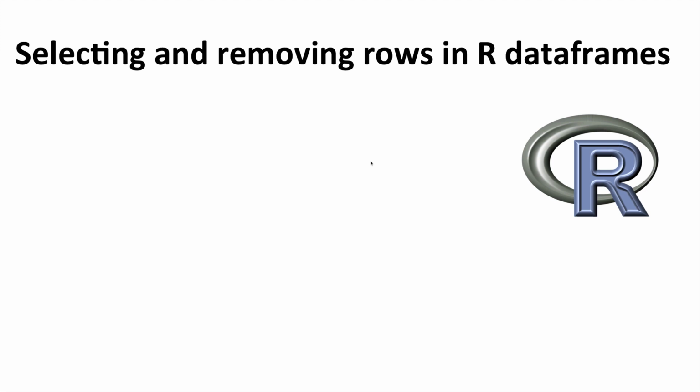Hello, today we're going to be talking about selecting and removing rows from our data frames. To do this, we're going to require a basic refresher on how to index rows in our data frames. This will allow us to select blocks and individually specified row numbers.